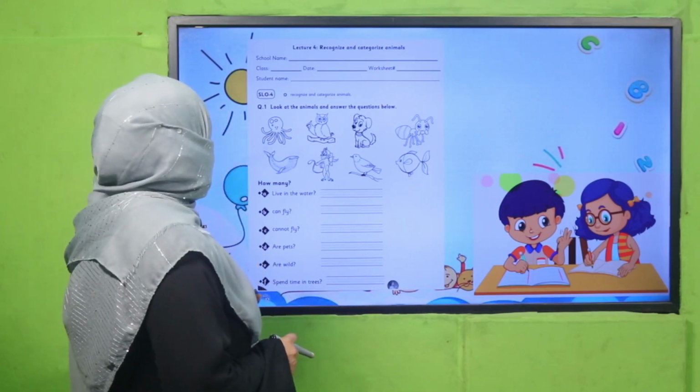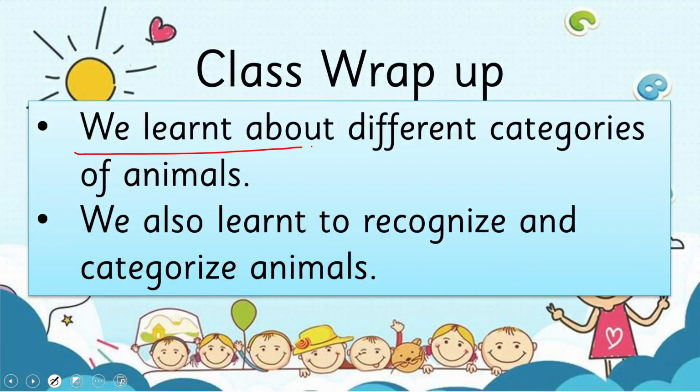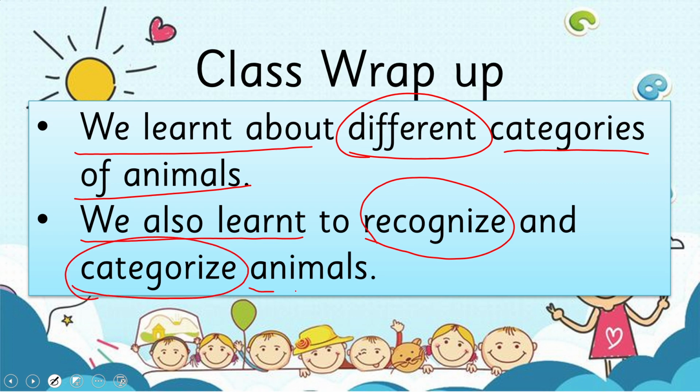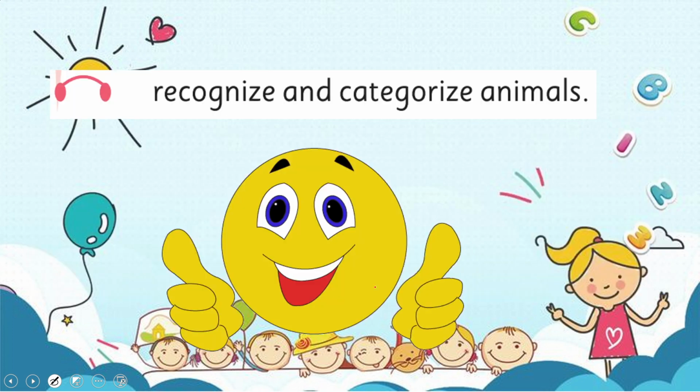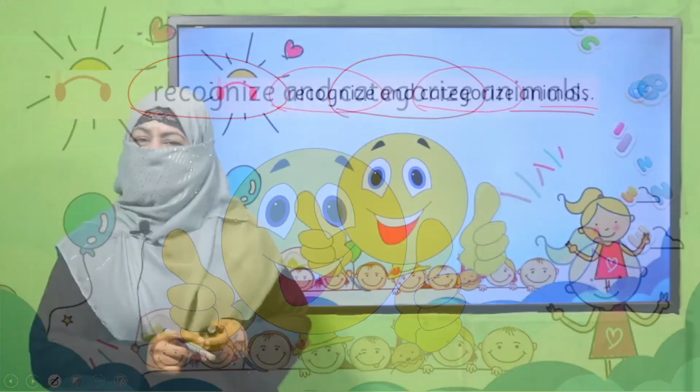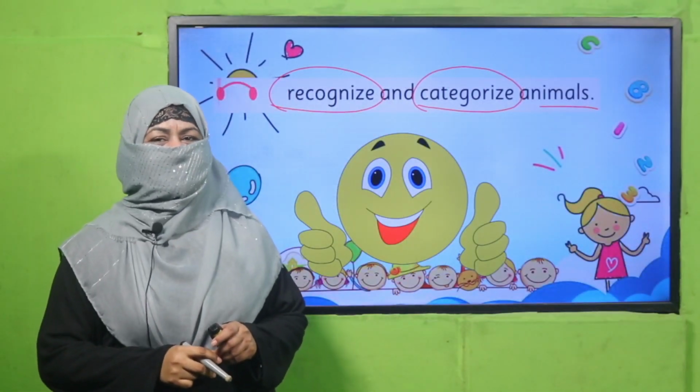So what we have learned? We learned about different categories of animals, and we also learned to recognize and categorize animals. So in this way, we achieved our SLO to recognize and categorize animals. Are we done with it? Yes. So that's it for today.